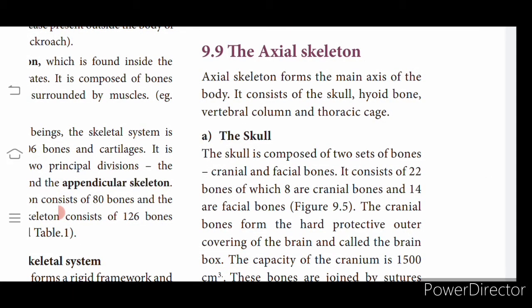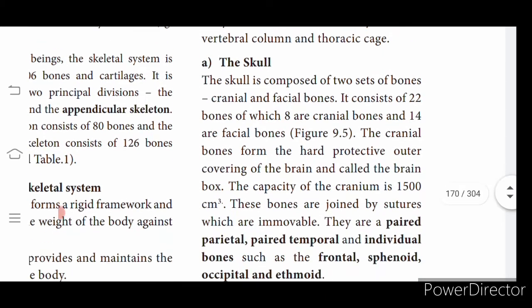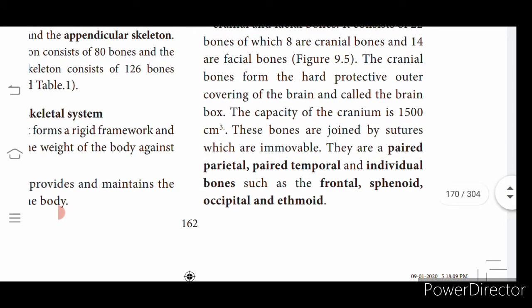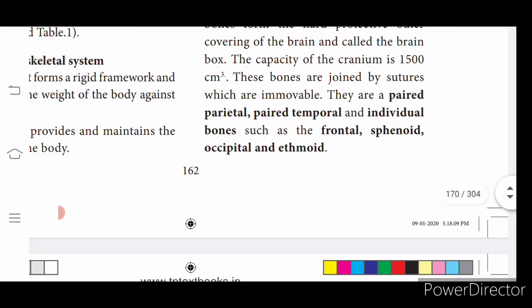It consists of the skull, hyoid bone, vertebral column and thoracic cage. The skull is composed of two sets of bones. They are cranial bone and facial bone. One is cranial, the other is facial. Facial bones are about 14 in number and cranial is about 8 in number. So together it constitutes about 22 bones in our skull. The capacity of the cranium is 1500 cubic centimeters.